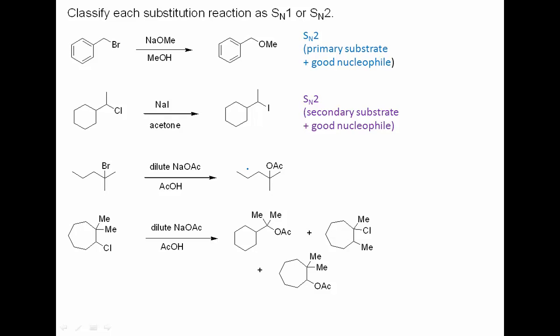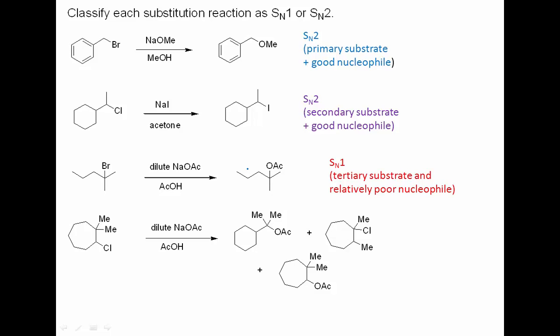In the third one, we have a tertiary halide, a relatively poor nucleophile. It looks actually very similar to the example that we showed previously. And this is a good example of an SN1 reaction. It has these characteristics, a tertiary substrate and a relatively poor nucleophile. In the last one, it's also an SN1 reaction.